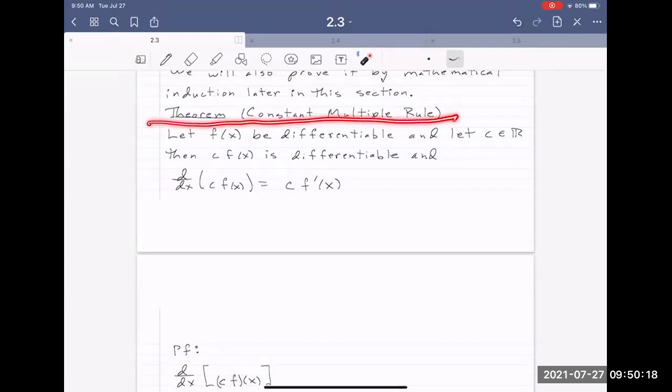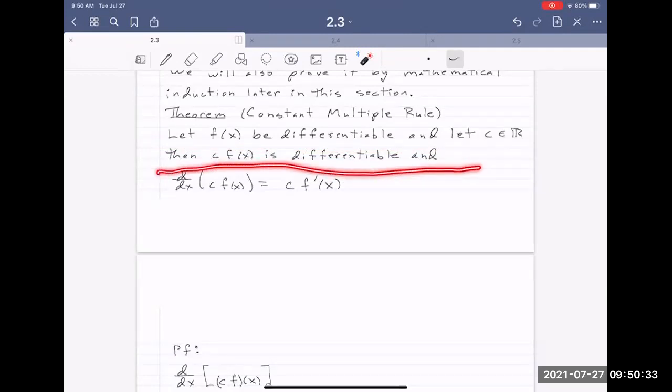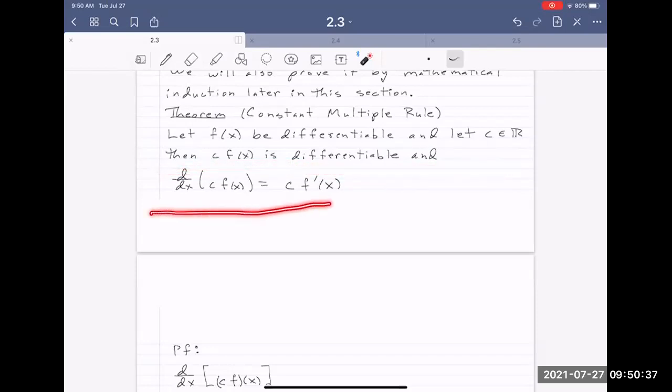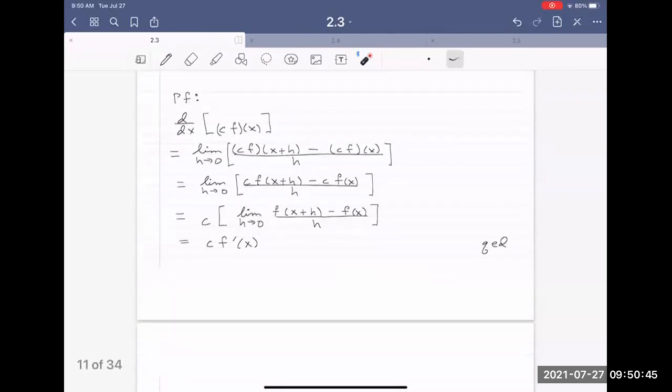Theorem, the constant multiple rule. Let f of x be differentiable, let c be a real number. Then c times f of x is differentiable, and the derivative of c times f of x is c times the derivative of f of x. Let's prove that.